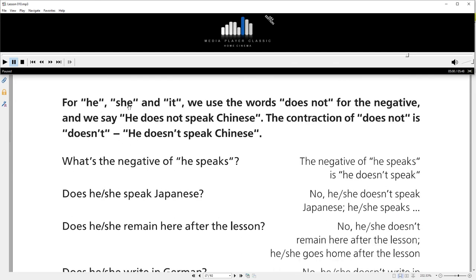For he, she, and it, we use the words does not for the negative, and we say he does not speak Chinese. The contraction of does not is doesn't. He doesn't speak Chinese. What's the negative of he speaks? The negative of he speaks is he doesn't speak.